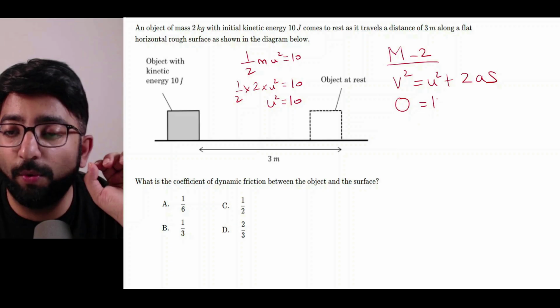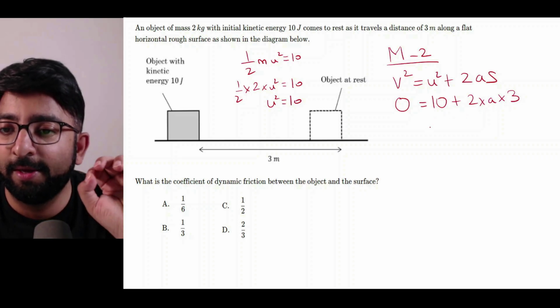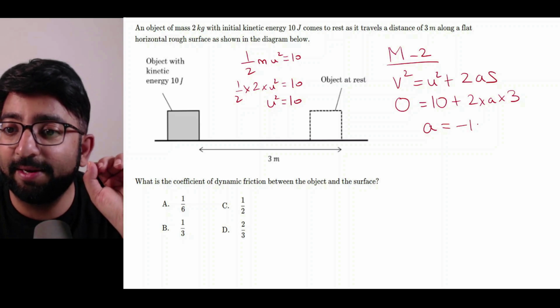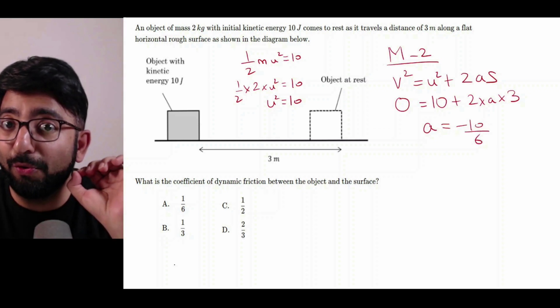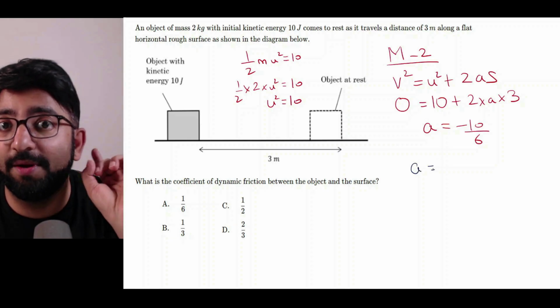So we write 0 is equal to 10 plus 2 times acceleration, and the distance traveled is given in the question as 3. So if we make a as the subject, we will get acceleration as negative 10 upon 6. Now, what do we do after this? So we have to find the same acceleration but using another formula.